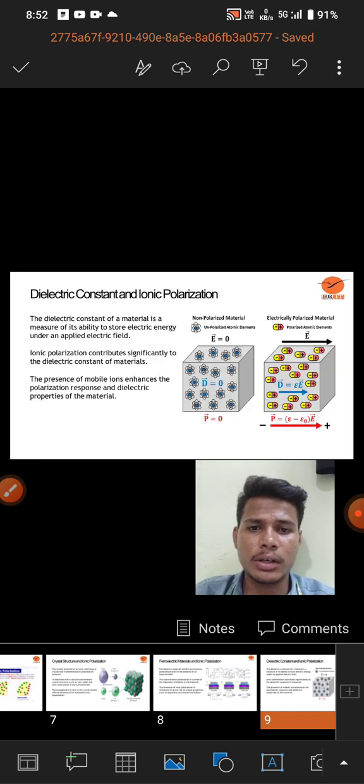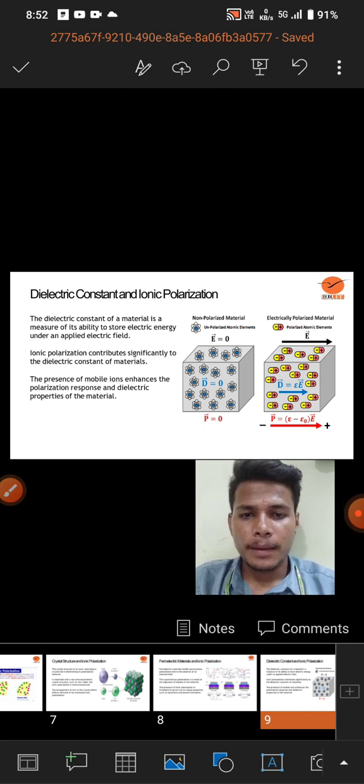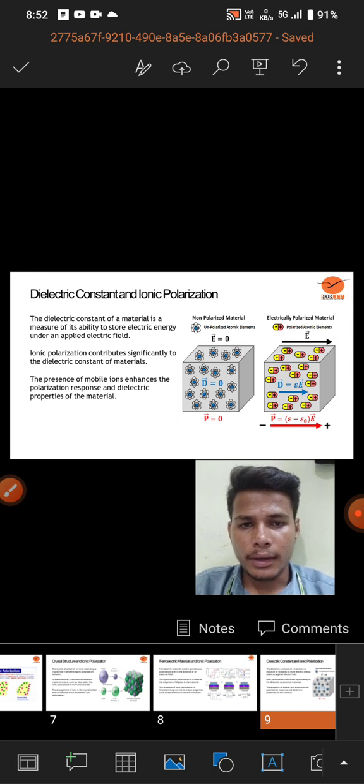The dielectric constant and ionic polarization. The dielectric constant of a material is a measure of its ability to store electric energy under an applied electric field. Ionic polarization contributes significantly to the dielectric constant of materials. The presence of mobile ions enhances the polarization response and dielectric properties of the material. Non-polarized material, electrically polarized material, unpolarized atomic elements, polarized atomic elements.